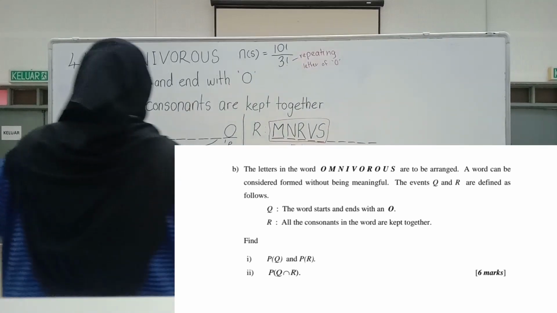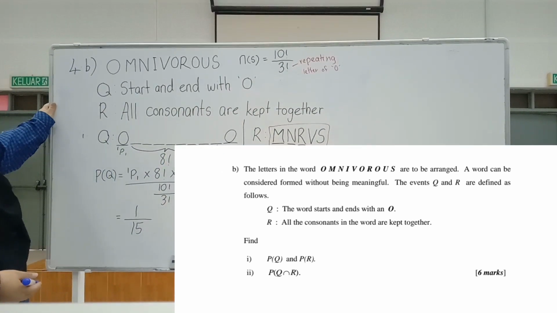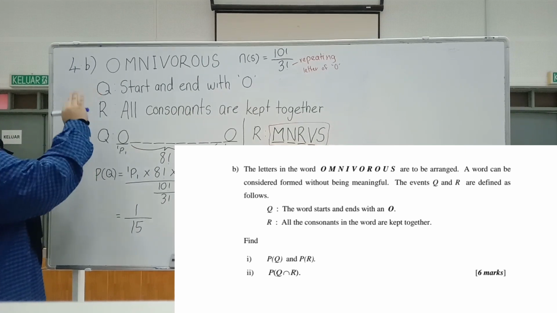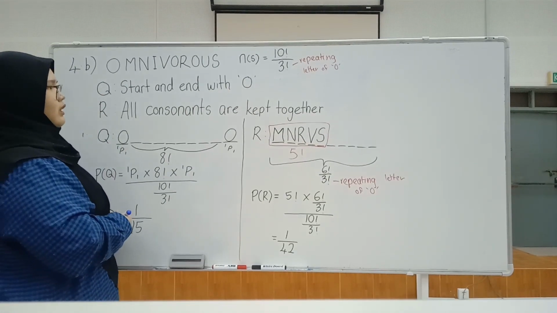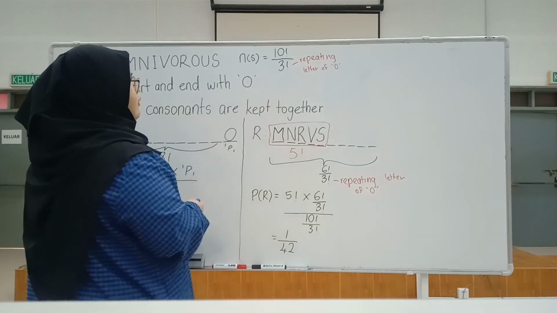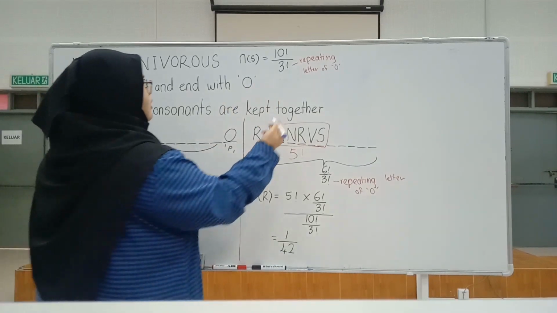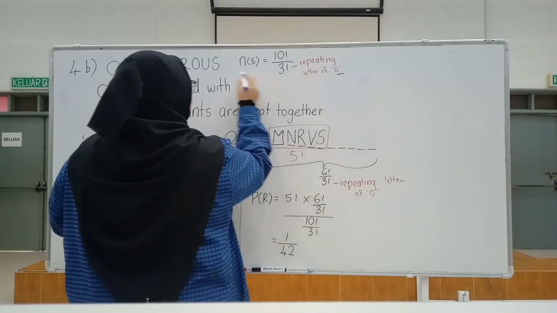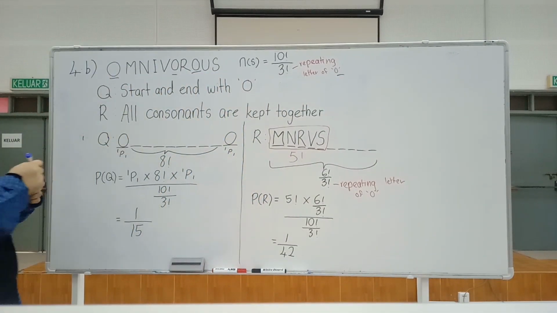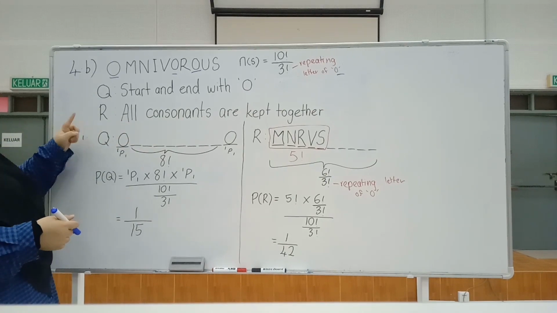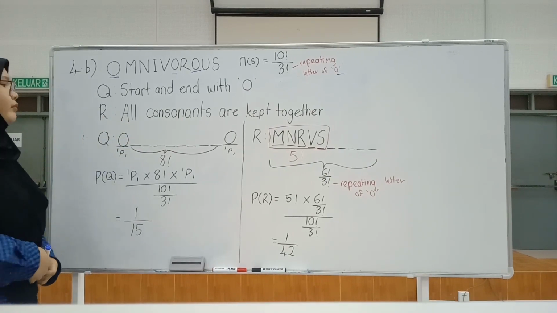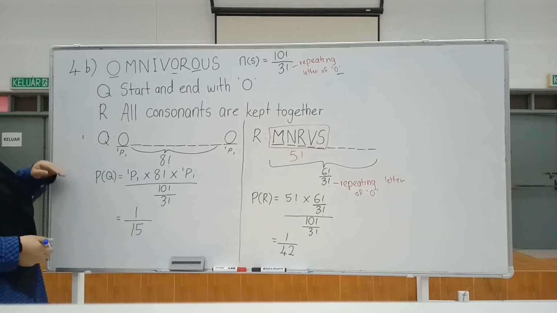So the given word for this question is omnivorous. The sample number for this word is 10 factorial over 3 factorial. 3 factorial came from the repeating letter of O, here, here, and here. So then they give us 2 events: Q, that start and end with O, and event R, all consonants are kept together. Then we can continue with question number 1.